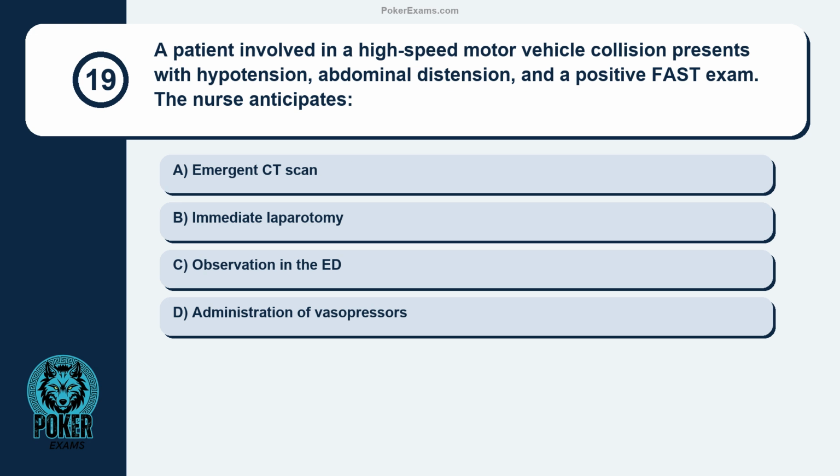Question 19. A patient involved in a high-speed motor vehicle collision presents with hypotension, abdominal distension, and a positive FAST exam. The nurse anticipates emergent CT scan, immediate laparotomy, observation in the ED, administration of vasopressors.